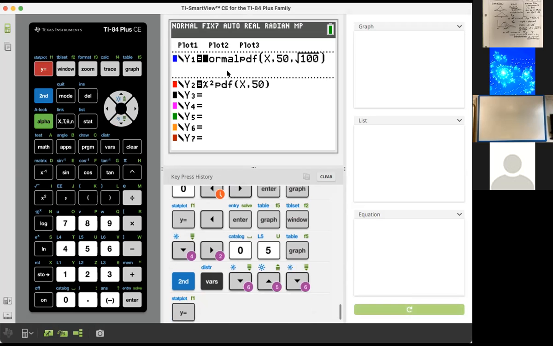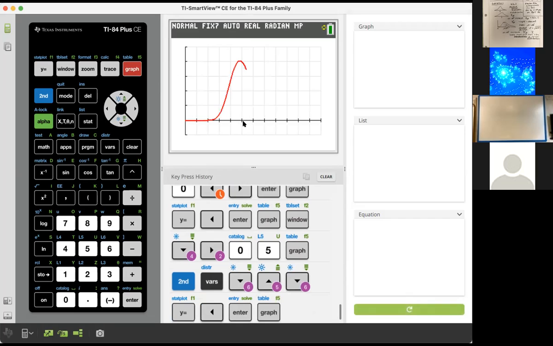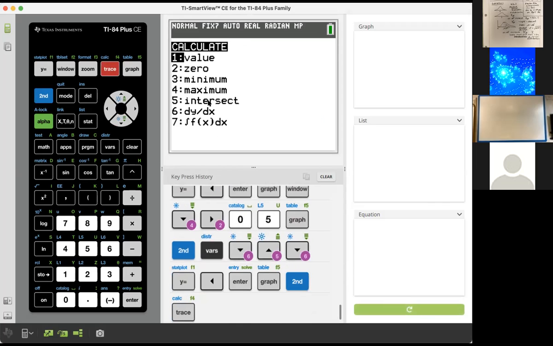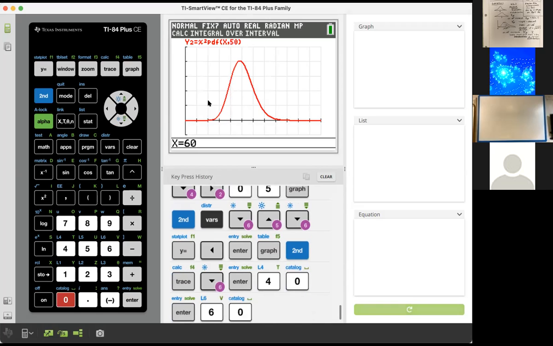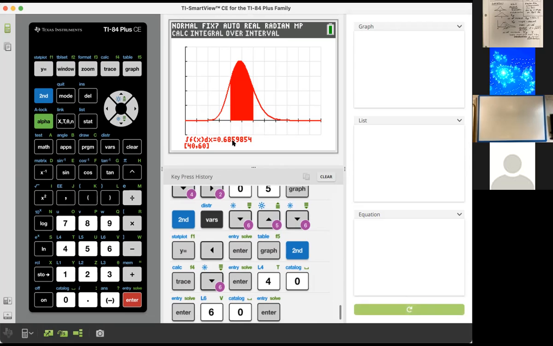Let me go back to this graph, turn off the normal distribution, and have you graph the chi-squared distribution from 0 to 120. Remember, the mean is 50. How about how much area is between 40 and 60 on this graph? I could show you on the graph by calculating the area approximately from 40 to 60 and shading it. That's 0.6859. If you round off to four decimal places, 0.6860.